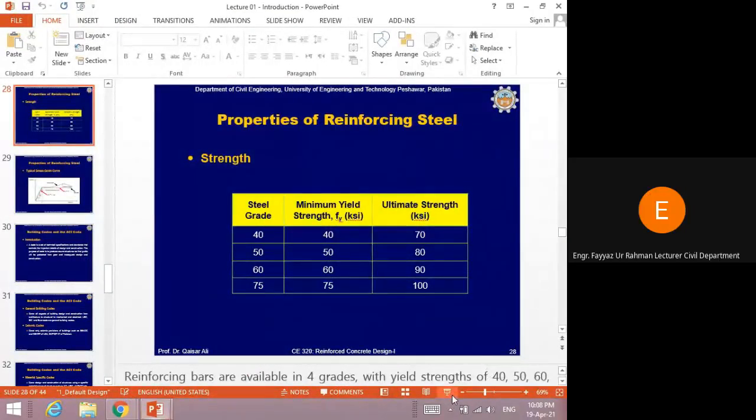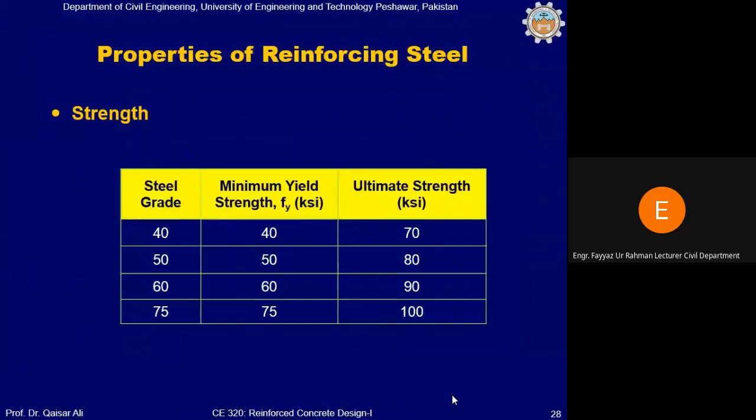So in the previous class, we were discussing the properties of steel. We studied the geometric properties of steel: the diameter of steel, deformed bars, and how to calculate the cross-sectional area and weight per unit foot. Then we were discussing the strength of the reinforcing bars.